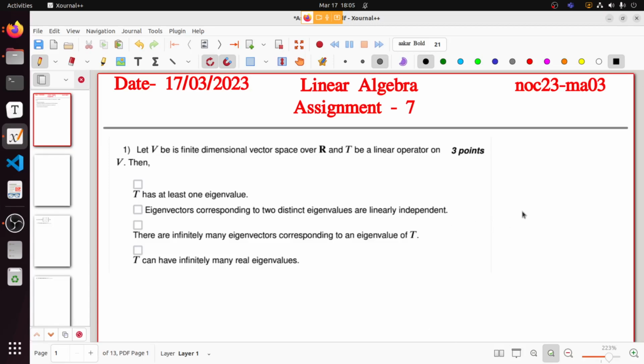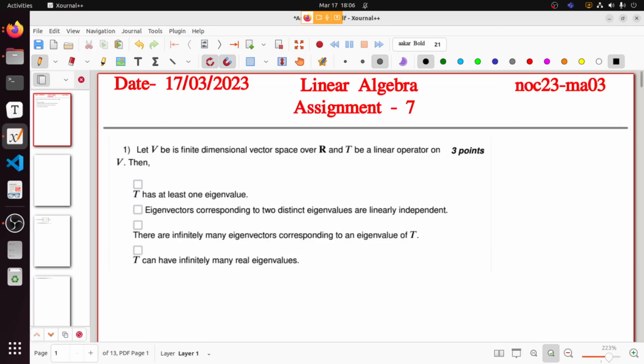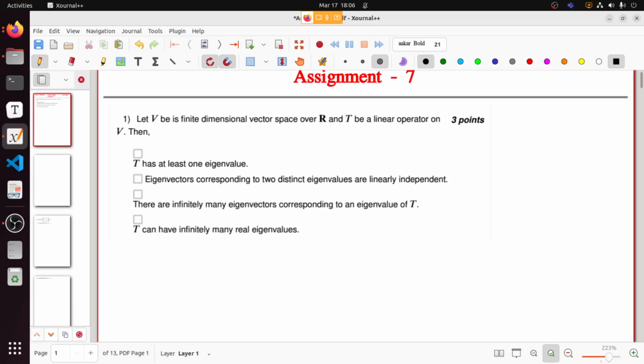It says: let V be a finite dimensional vector space over R and T be a linear operator on V. Which of the following options are correct? Four options are given. The first option says T has at least one eigenvalue. T is a linear operator from V to V, and let's say the dimension of V is n, because it's a finite dimensional vector space.